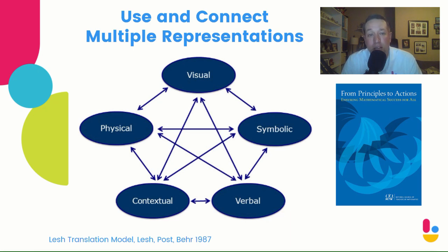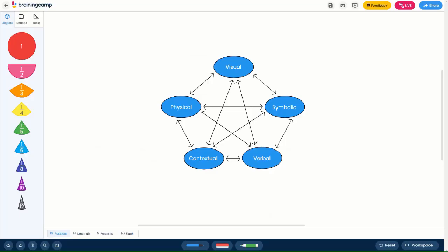To help make sense of the Lesh translation model, we are going to hop onto Braining Camp and make a similar model using the manipulatives. All right, here you can see the model that I created. We are going to begin with a symbolic example of 4 times 3/5. This equation is very abstract, and students often confuse the different algorithms that they have learned for fraction computation.